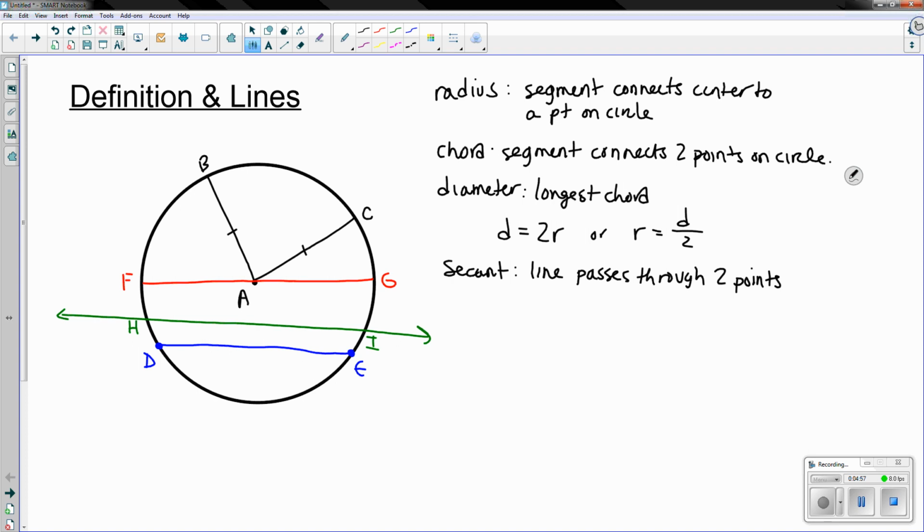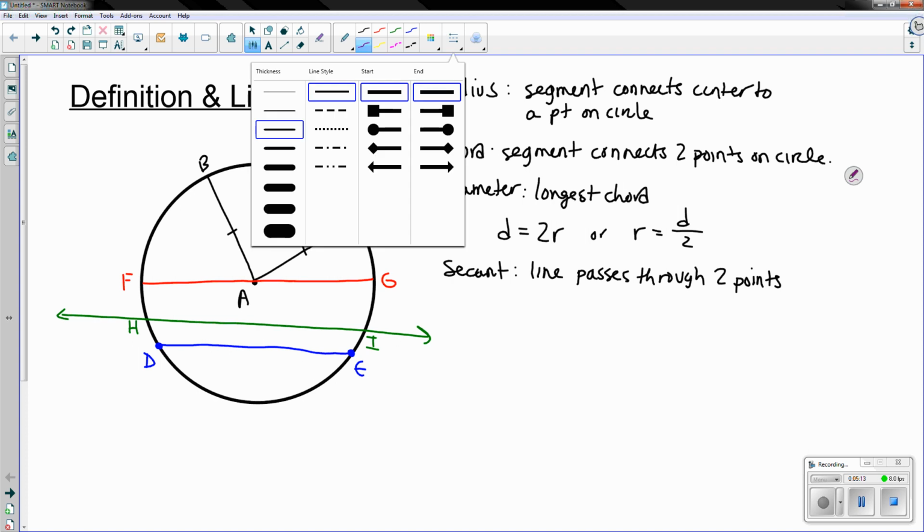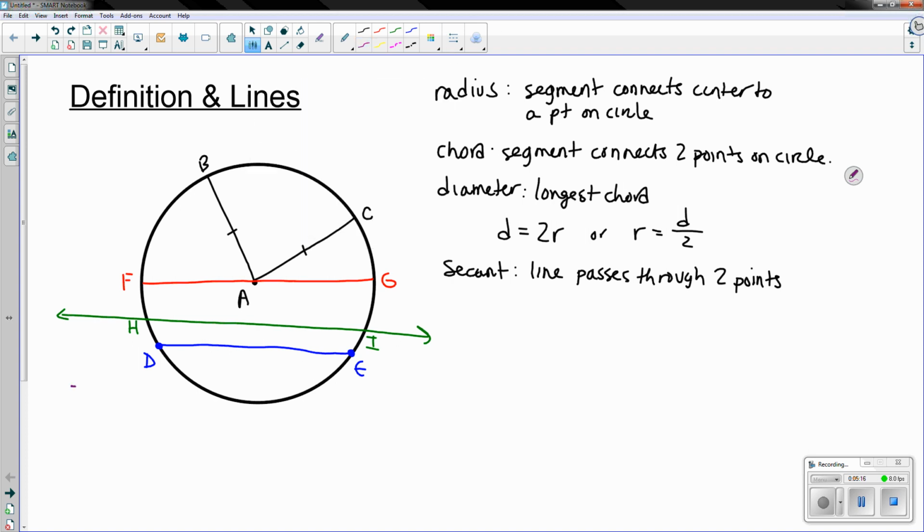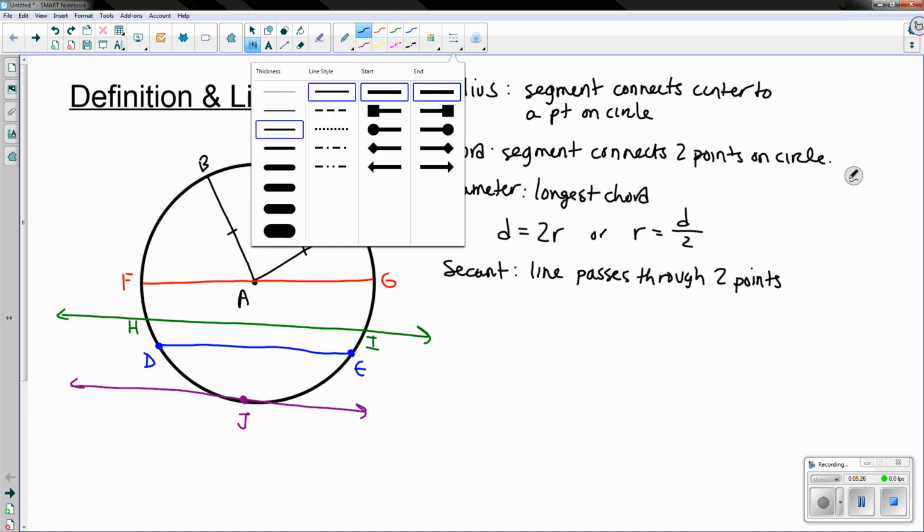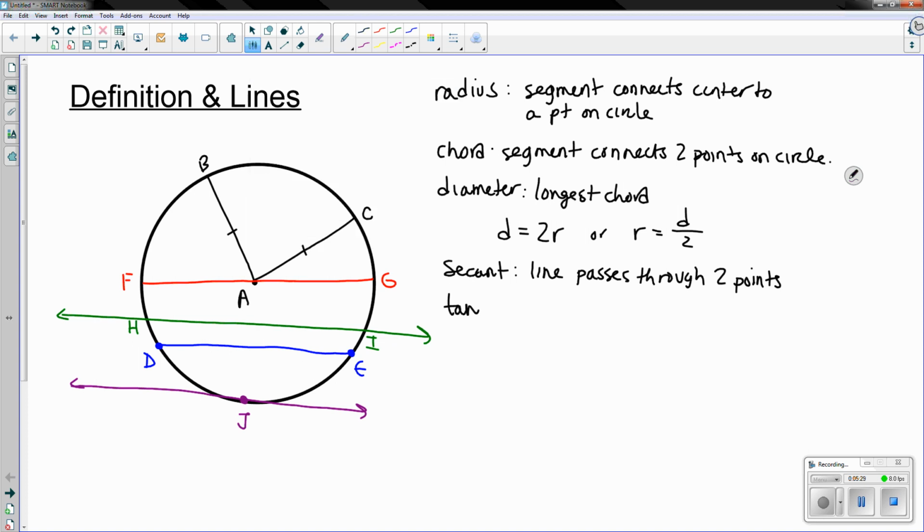Now, at most, we can intersect 2 points with a line. We could intersect 0 points if we wanted to. We could just draw a line in space on the exterior of the circle. But we want to know about lines that are involved with the circle, so I could intersect the circle at just 1 point. And we call that a tangent line. So tangent meaning to touch. And that point of intersection is what we call the point of tangency. So a tangent is a line that passes through 1 point.